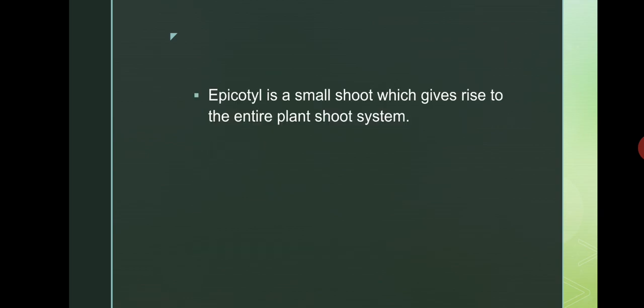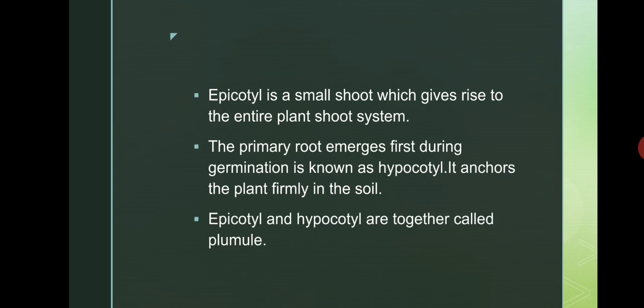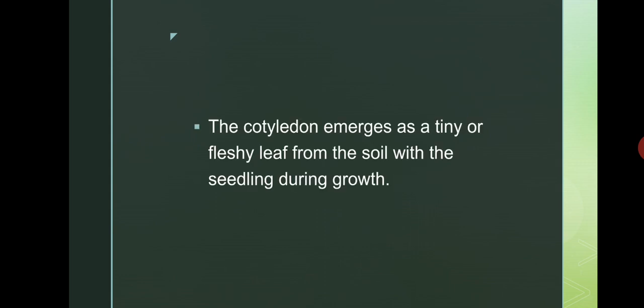Now, epicotyl is a small shoot which gives rise to the entire plant shoot system. Now, what is shoot? Shoot is stem and leaves of a plant. Second, hypocotyl. Hypocotyl is the primary root that emerges first during germination. It anchors the plant firmly in the soil. Third, epicotyl and hypocotyl are together called plumule. Now, radicle is a small embryonic root, and cotyledon emerges as a tiny or fleshy leaf from the soil with the seedling during growth.